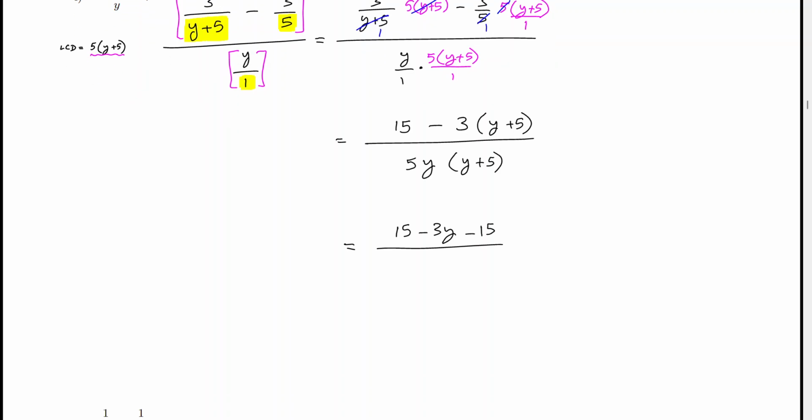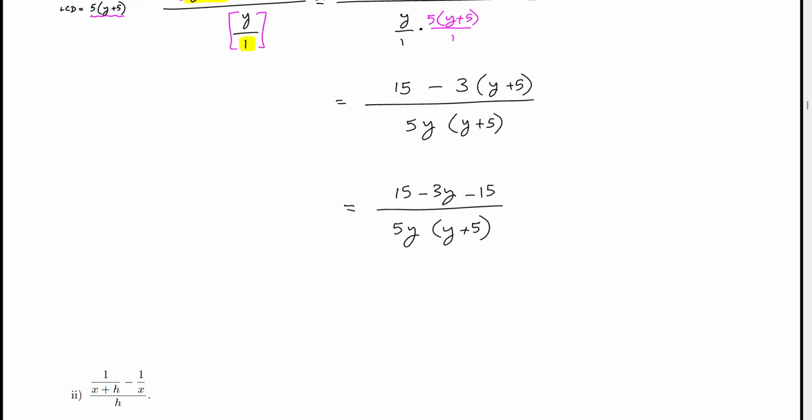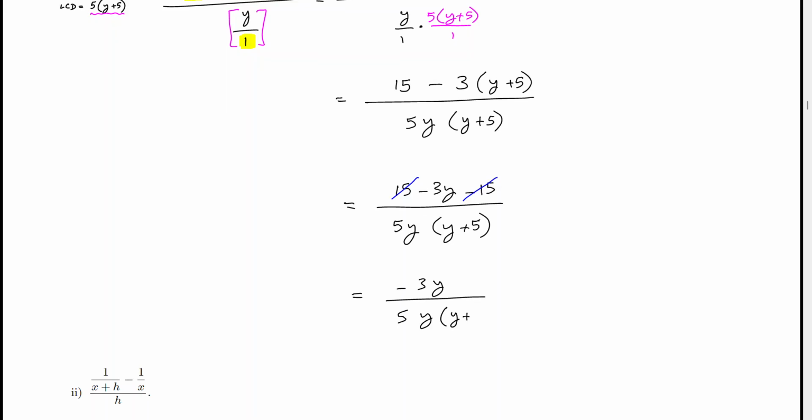On the denominator, it's nice and pretty, already factored, so just leave it alone. Our goal is to cancel things, so it's better for us if it stays factored, because then we can reduce some terms if they repeat. And as you can see, in the numerator 15 minus 15, they're like terms, so they just add up to 0. And so far, I have negative 3y on the numerator, and I have 5y and y plus 5 on the denominator.